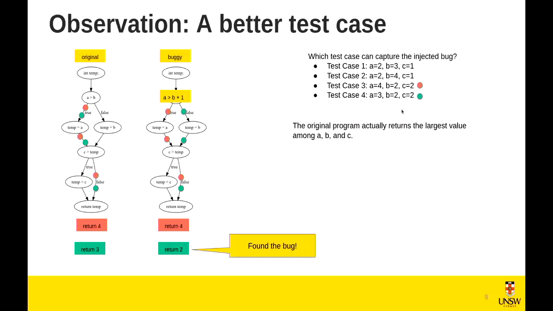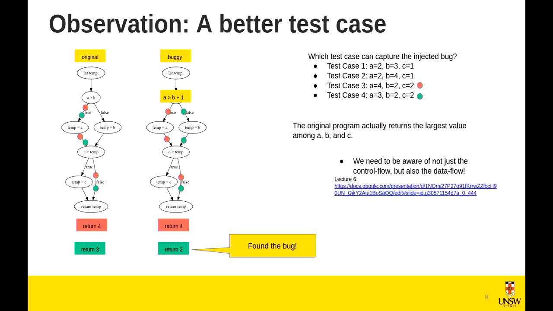So why do we need to revise this assignment question? It is actually related to today's topic. So what kind of observations can we make here? The first observation is that we need to be aware of not just the control flow, but also the data flow. Because with the previous 4 test cases, we can already achieve full path coverage. We can already cover every path in the control flow graph, and there are still bugs which could not be detected. So we need to be aware of data flow.